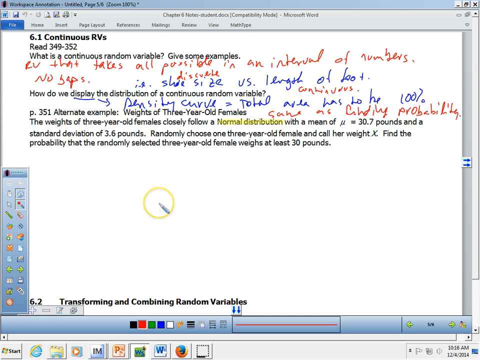The weights of 3-year-old females closely follow a normal distribution. And again, it's the same as before. You see the word normal. It's like Pavlov's dogs: a bell rings in your head and you go sketch a curve. Right? So sketch a curve.